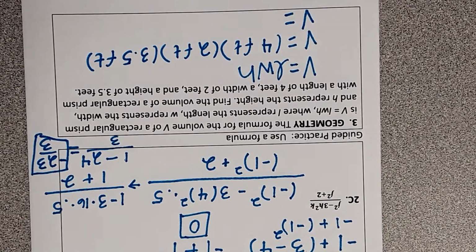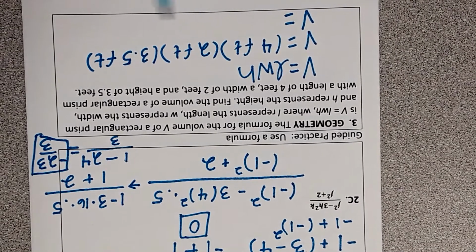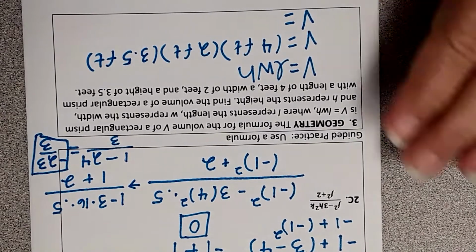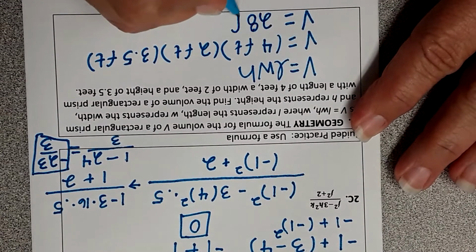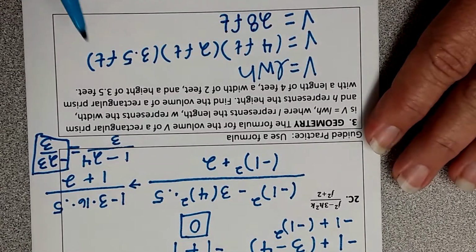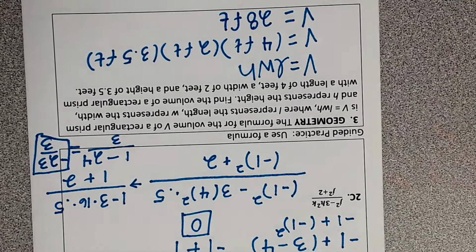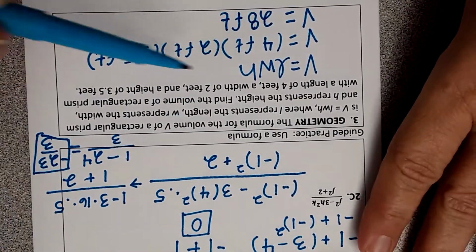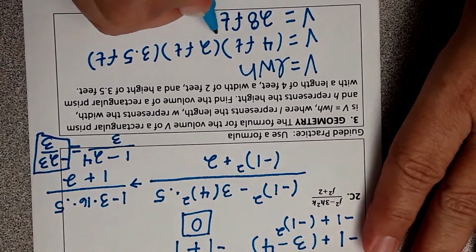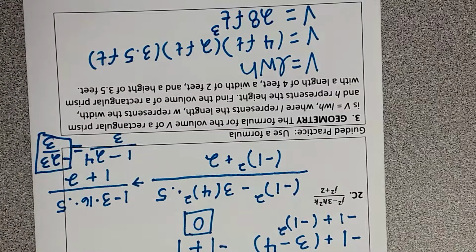So 4 times 2 is 8. Did you notice I just did that in my head? 8 times 3.5 is 28 feet. So it goes back to that exponent rule when you have 3 of something. Feet times feet times feet is feet to the third. So 28 feet cubed.